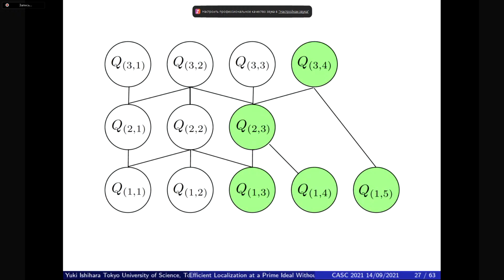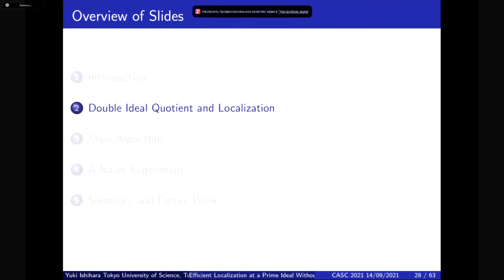In this algorithm, we do not compute the unnecessary primary components like these components, and just compute the necessary primary components here using computation of isolated primary divisors. So I will explain more details.